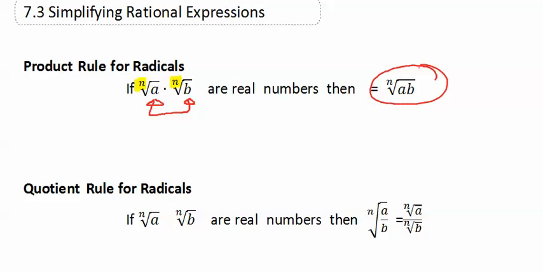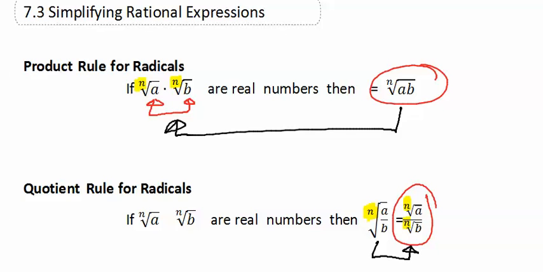And the same can be said with quotients. If I'm dividing two radicals that have the same index, I can put them under one whole radical. And then, of course, the opposite is true. If I have one big radical, I can split it into two parts. Or if I have two numbers multiplied underneath a radical, that can be split as well.